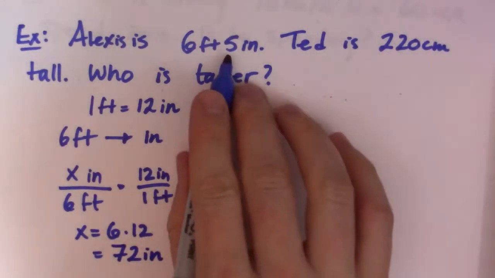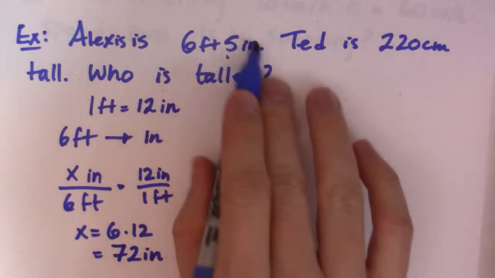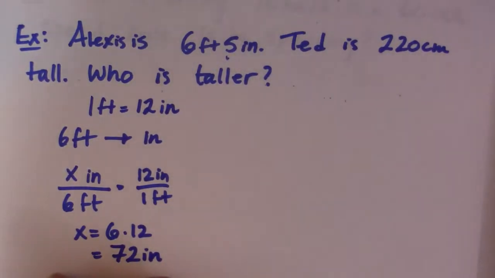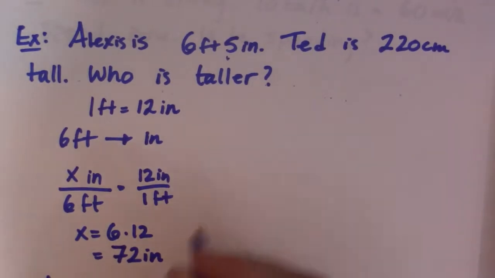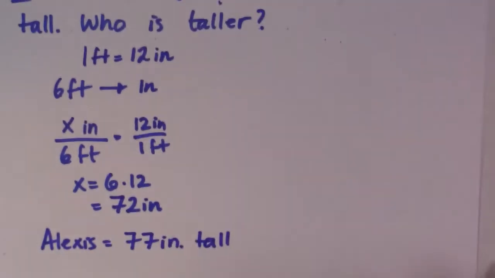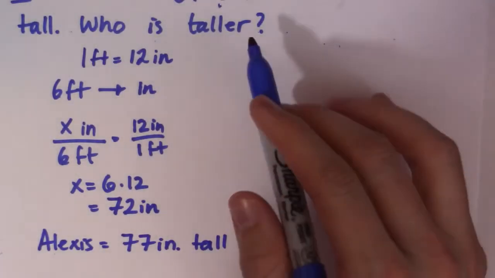Now we already have another 5 inches here, so we'll just add it on. So Alexis is 72 plus 5, so 77 inches tall. So now once I have that, it's a little bit easier to deal with than that 6'5".